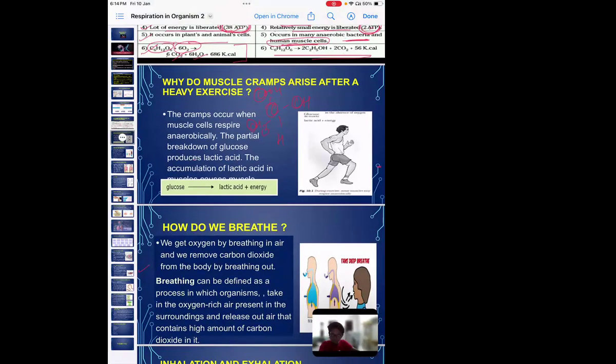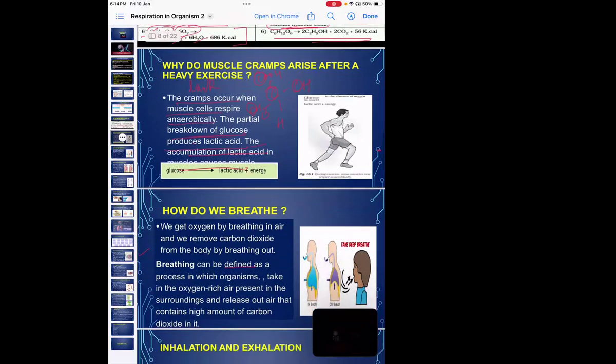So when we do heavy exercise, why does it occur? Cramps occur when cells respire anaerobically. When there is a lack of oxygen in our body, lactic acid is formed and starts producing the cramp. The partial breakdown of glucose produces lactic acid, and due to the accumulation of lactic acid, the muscle will start straining or paining.